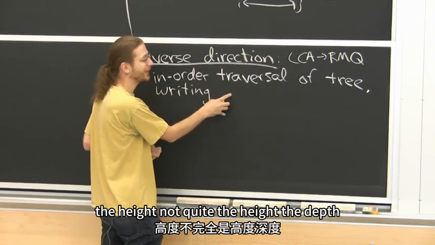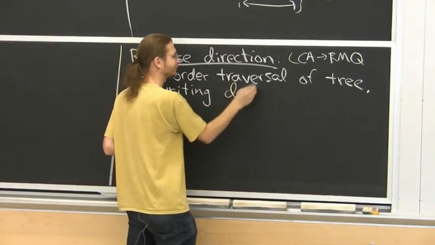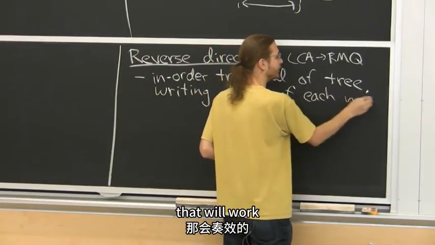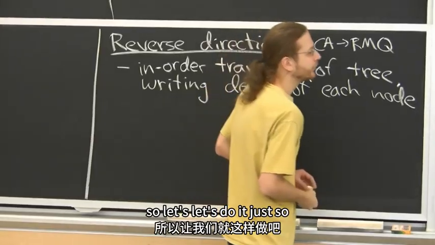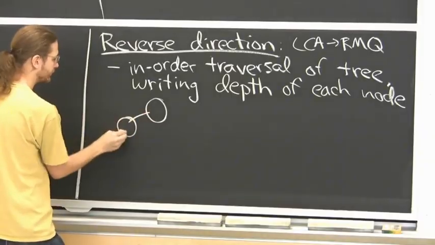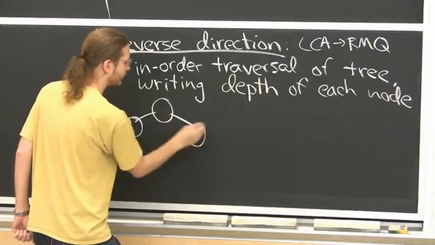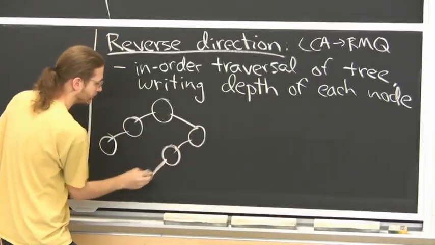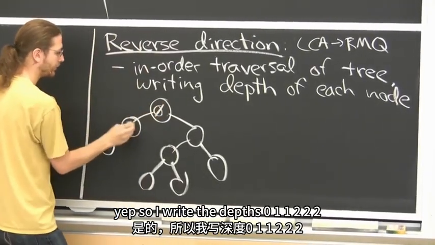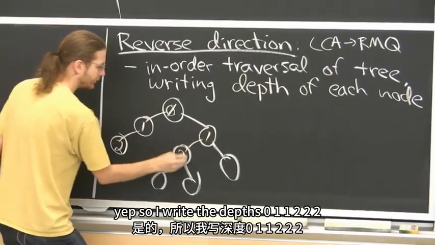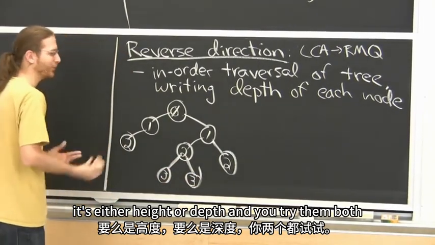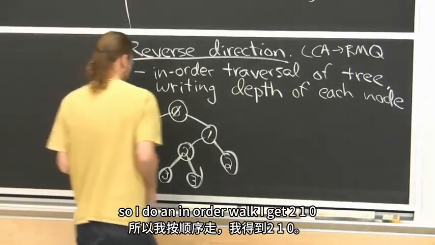The height, not quite the height, the depth. That will work. So let's do it just so it's clear. Take the same tree. Is that the same tree? Yep. So write the depths. 0, 1, 1, 2, 2, 2, 3, 3. It's either height or depth, and you try them both. This is depth. So I do an in-order walk.